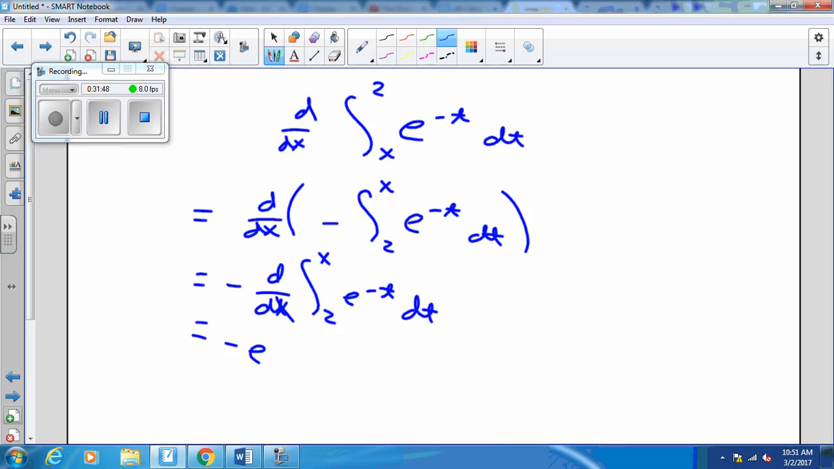Allows me to pull that to the outside, and now I use my slogan: the rate of change of an area function is the height of the curve. There it is. Where did t go? This is the second thing that students get confused about. The area function is not a function of t. That's the variable of integration, the dummy variable. The area function is a function of x. And very importantly, the height of the curve that we're talking about is right at point x.